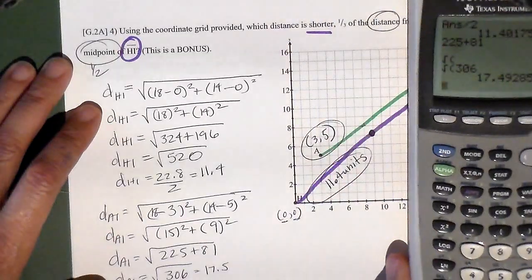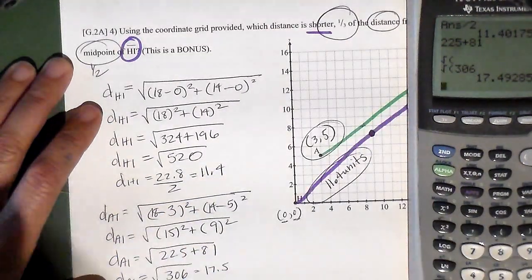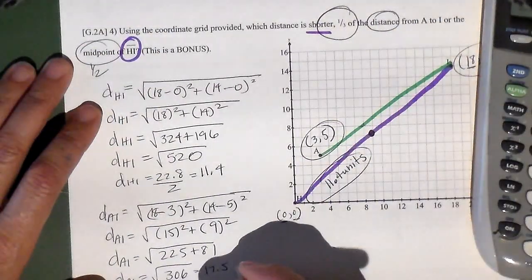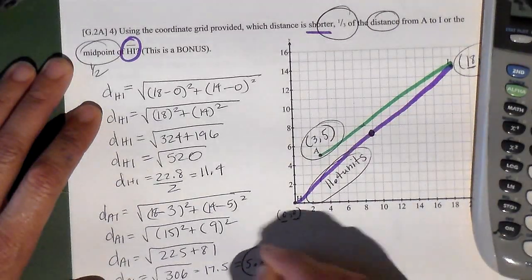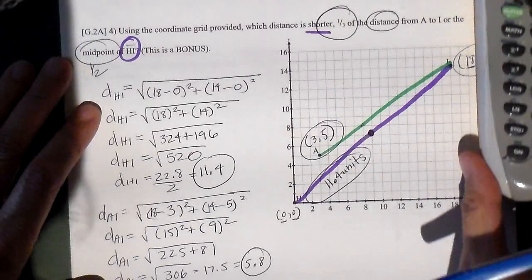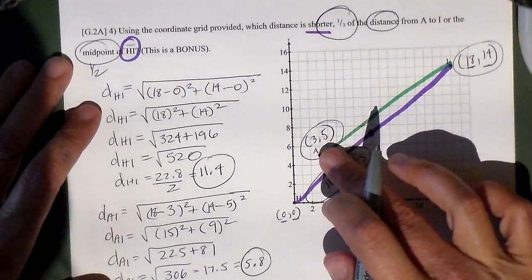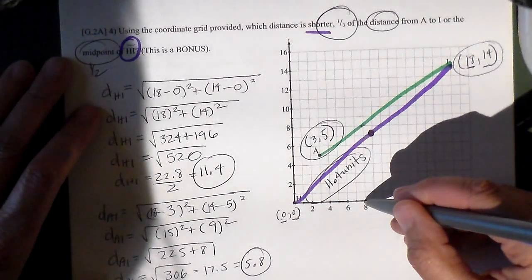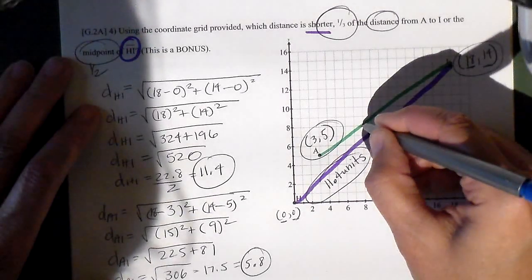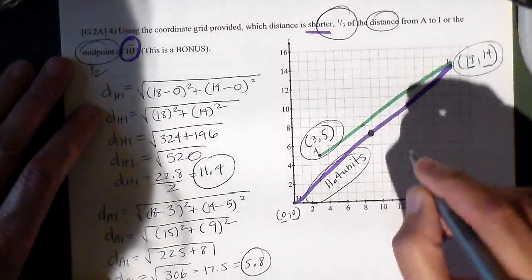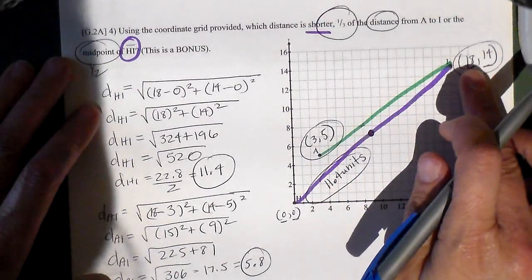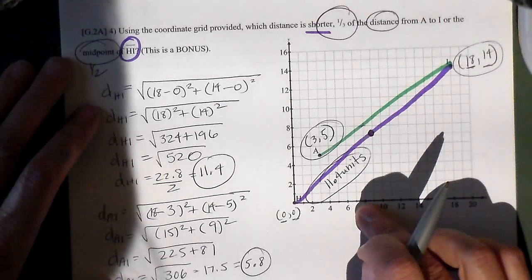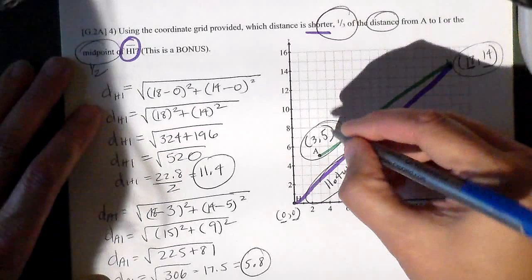But I don't want 17.5. What am I comparing it to? 1/3 of that. So I'm going to divide this by 3, and I get 5.8. So 1/3 of the distance here is actually going to be at 8... Hold on a second, I'm thinking. So you've got 15, you're going to add 10, so it'll be 1/3, so it'll be at 8 and 8. So your distance here is 5.8.